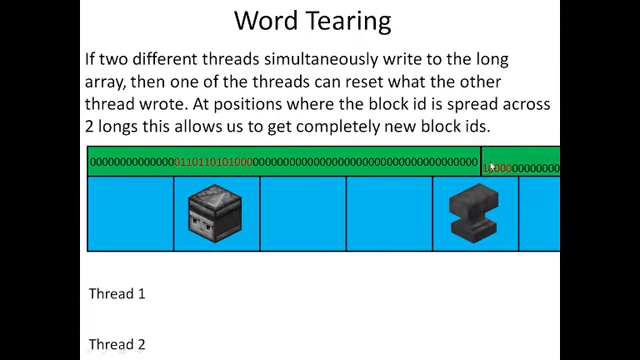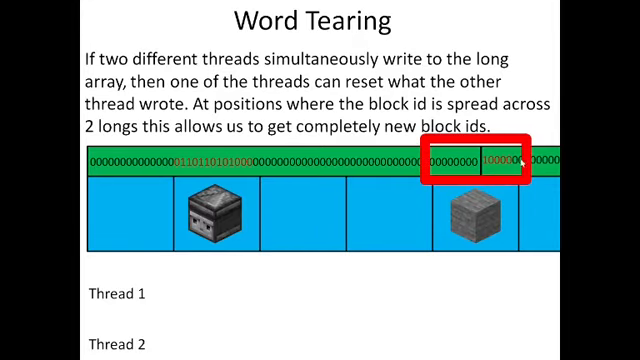And then in this case, thread 1 will then write the second long, and as the end result, we will only have the second part of the block ID of the anvil, but we will not have the first part of the block ID of the anvil, because the set block of the observer will actually reset it completely. This means that we now have a completely new block ID, which in this case would be the block ID of a stone block. So in this case, the anvil would actually turn into a stone block if we just have an async observer line blinking while we do this.